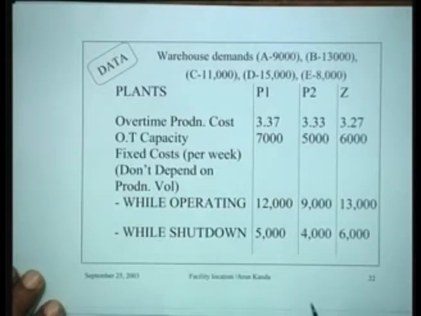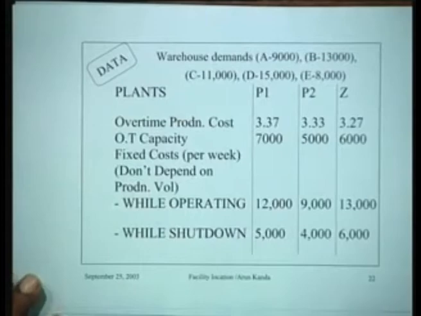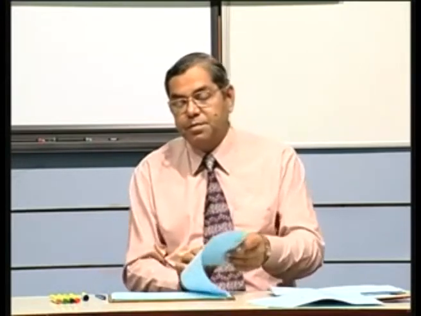So if you decide to shut down a plant, these are the fixed costs. If it is operating, these are the costs. I think this is a feature that you have to understand because of the behavior of various types of costs.